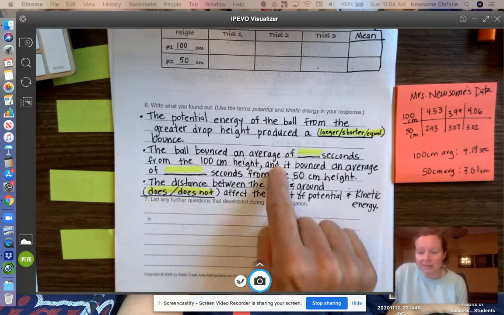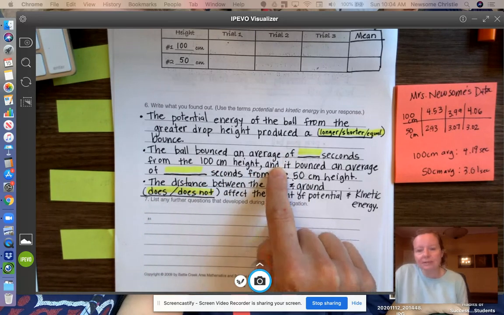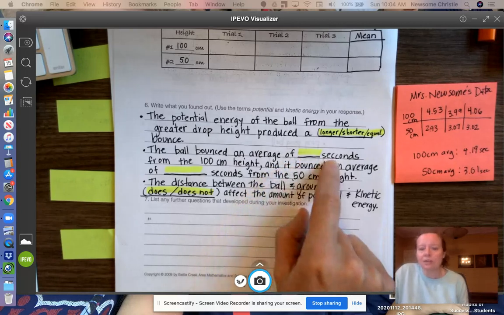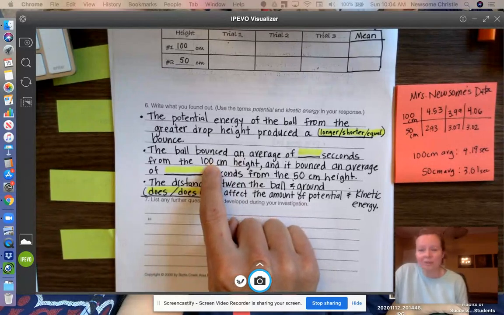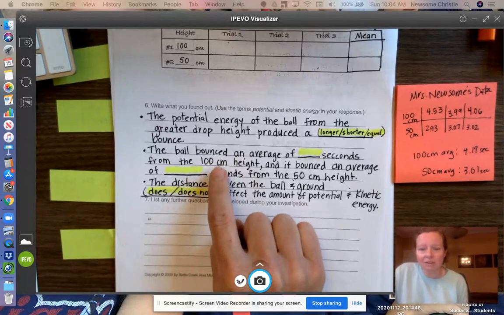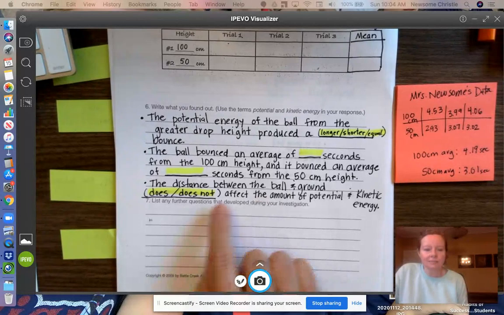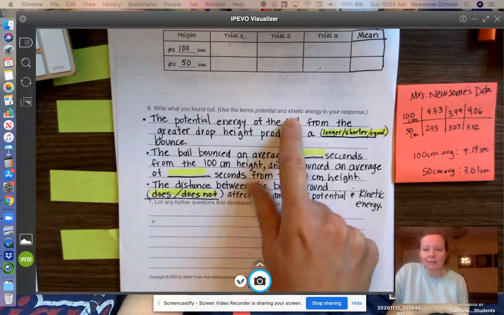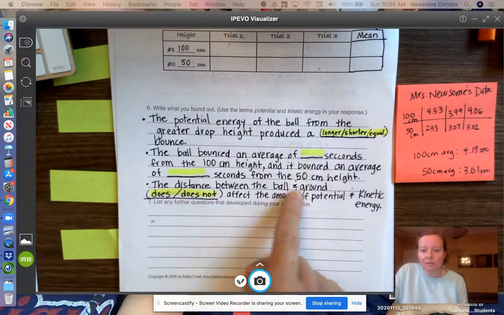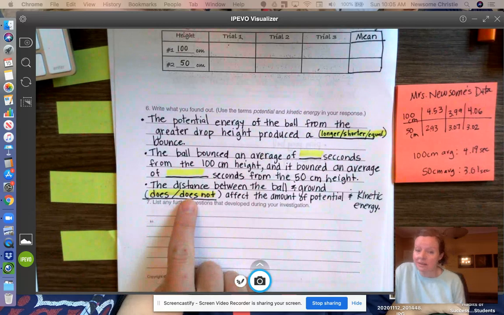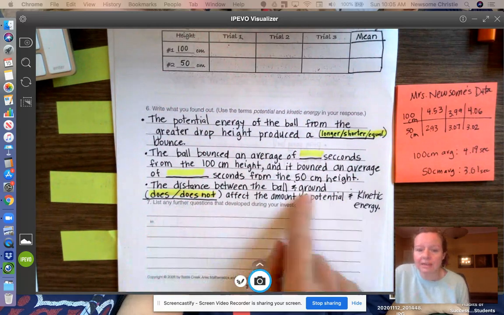So you are telling your data, and you notice we're using complete sentences, we're using the numbers, we're using our units, we're telling from which height, and again, we're using those numbers. So we're giving a very scientific answer, a very complete answer. The last thing we need to do is connect this back also to kinetic energy. So I said the distance between the ball and the ground, and you have a choice, does or does not affect the amount of potential and kinetic energy.